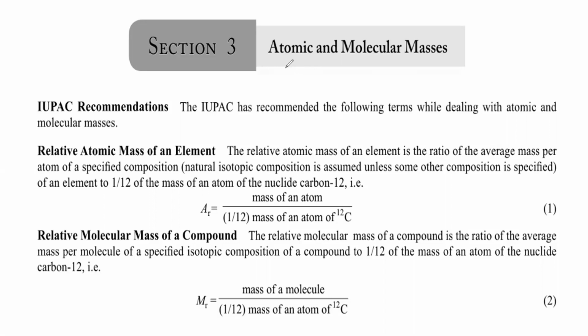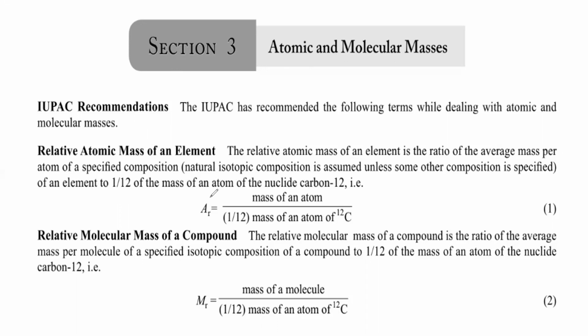Now coming to IUPAC recommendations. The IUPAC has recommended the following terms while dealing with atomic and molecular masses. That is relative atomic mass of an element. The relative atomic mass of an element is the ratio of the average mass per atom of a specified composition, where natural isotopic composition is assumed unless some other composition is specified, of an element to 1/12 of the mass of an atom of the nuclide carbon-12.